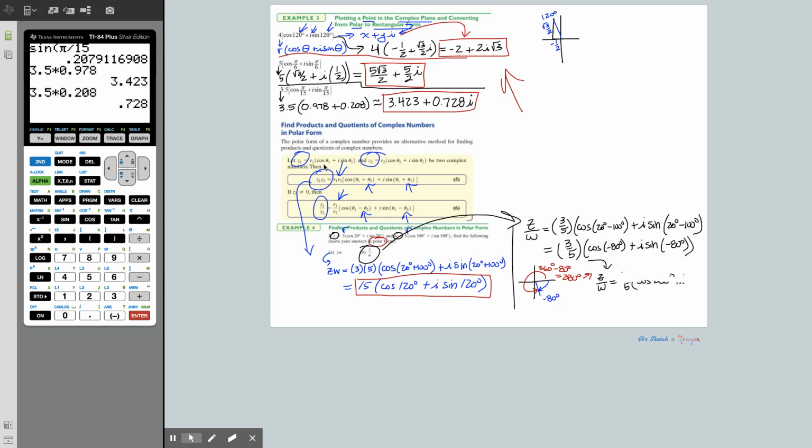Let me make a little more room for myself here real quick, and that should look good. So 3/5 cosine 280 plus i sine of 280. And that would be my best answer for that particular problem, keeping it in polar form, but writing it as the quotient of those two complex numbers in polar form.